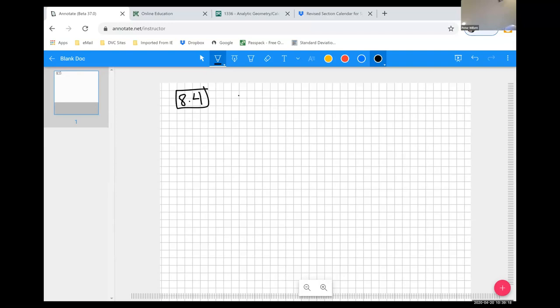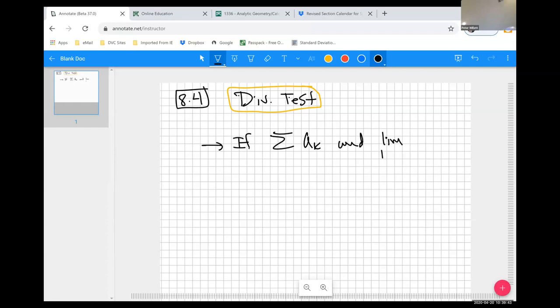First test is the divergence test. So the divergence test tells us that if you have a series of a sub k's and the limit as k goes to infinity of a sub k is not equal to zero, then the series of a sub k's diverges.